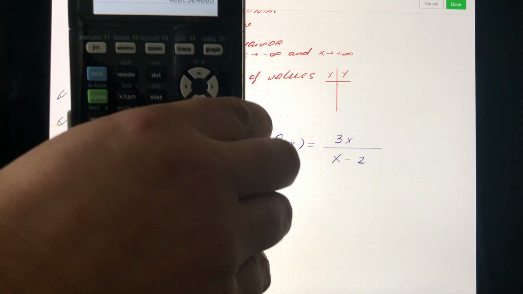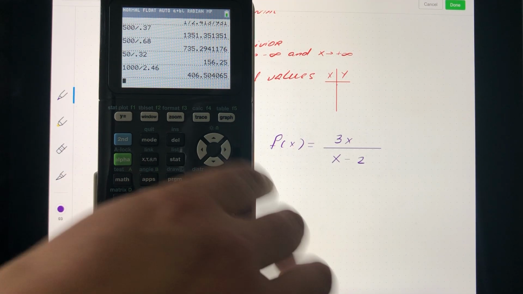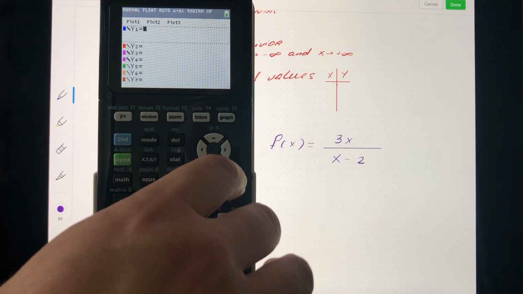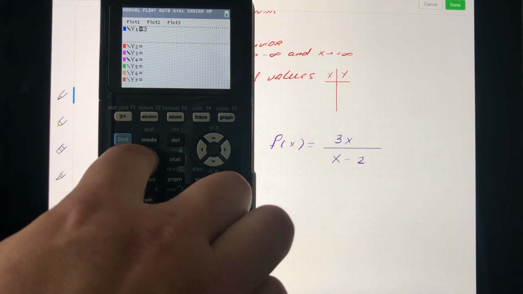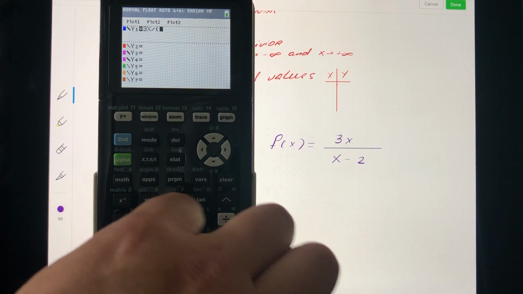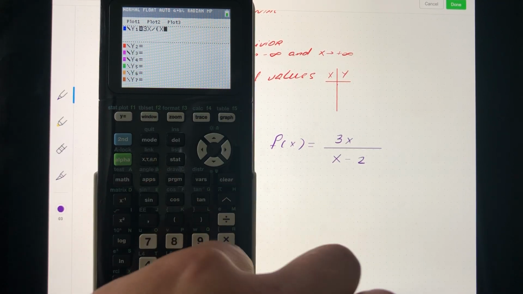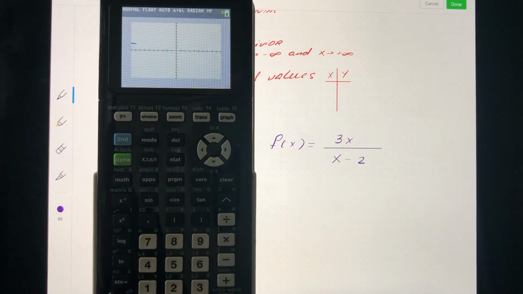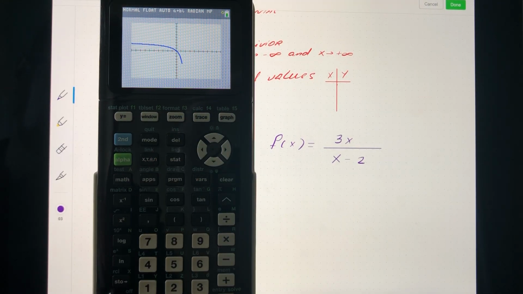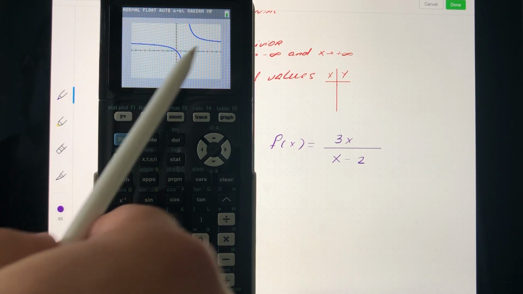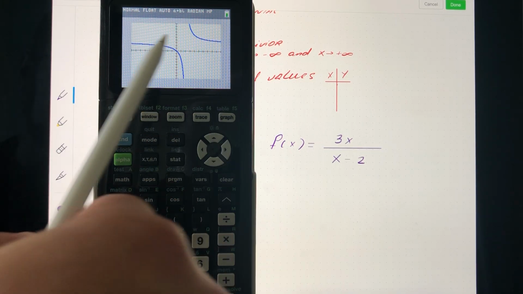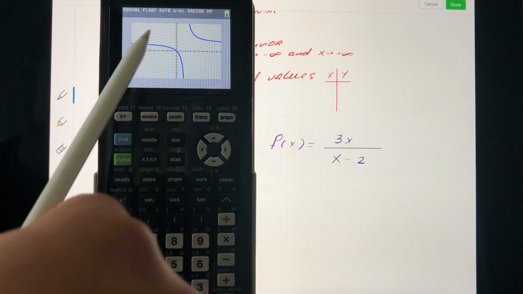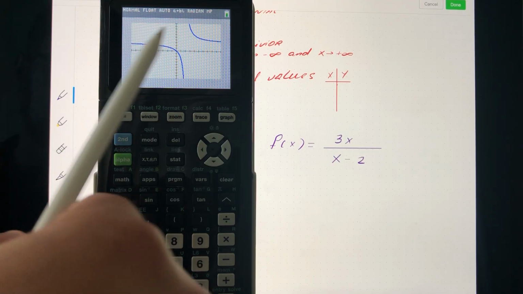And so here is the calculator, and we type in 3x divided by, and then x minus 2 is in parentheses because we're dividing by both the x and the 2. So here is the graph. And we can see that the picture breaks here and here. So these would be our asymptotes that we would need to provide to get the more accurate sketch.